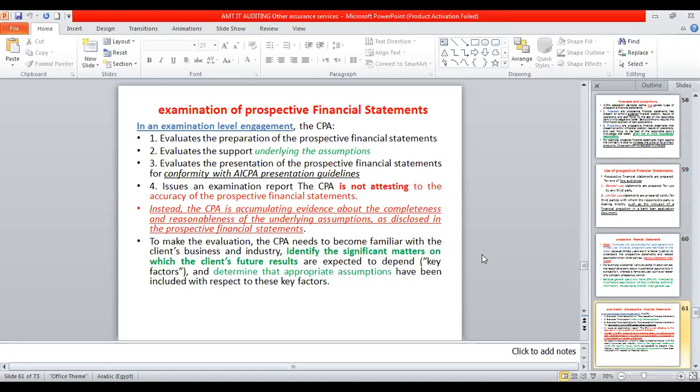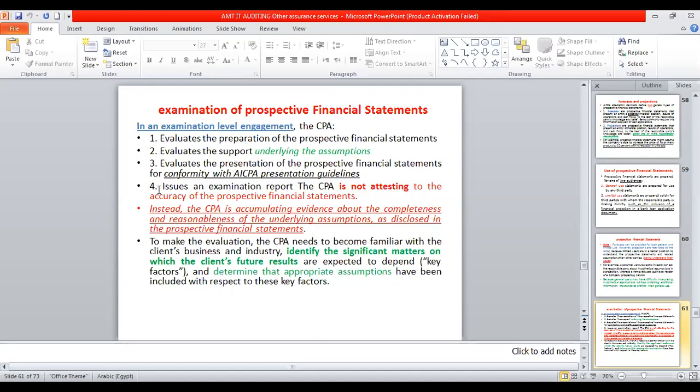So here the auditor is responsible for evaluating the reasonableness and the accuracy of the assumptions instead of the amounts presented in the prospective financial statements. The auditor should evaluate the support underlying the assumptions, and can also evaluate the presentation of prospective financial statements for conformity with presentation criteria or presentation guidelines. As you know, the general rule is that we have information and related criteria, used as a base to evaluate the information.